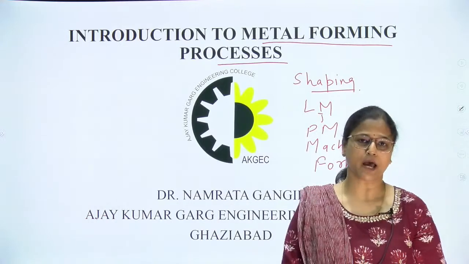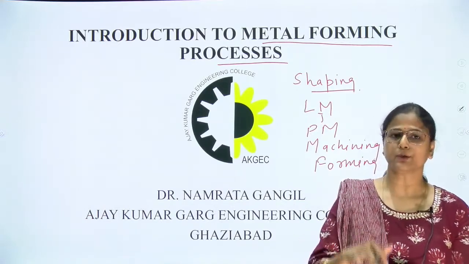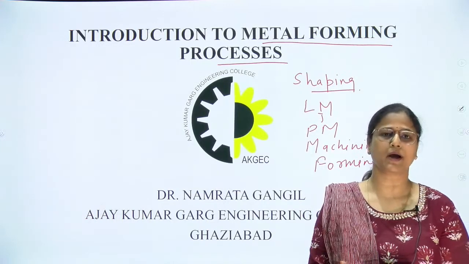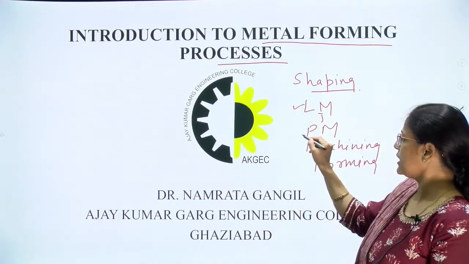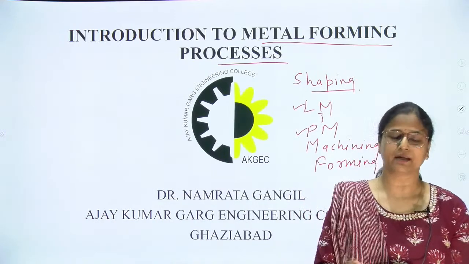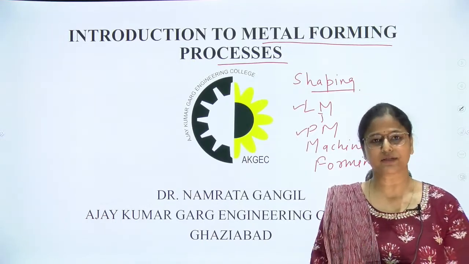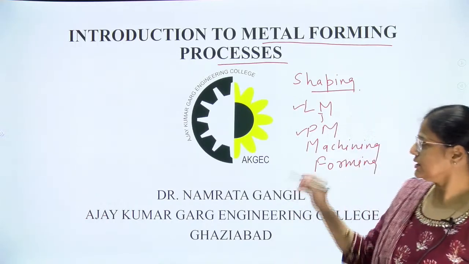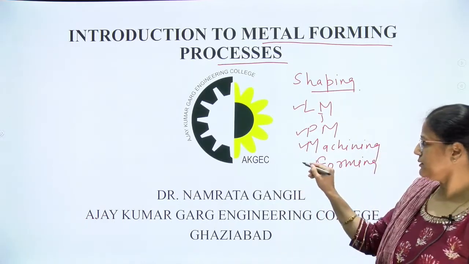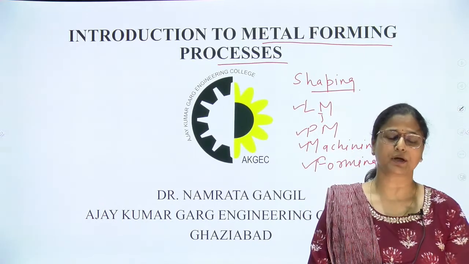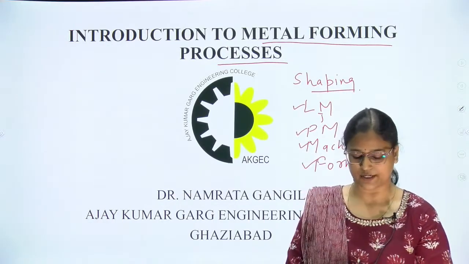In liquid metallurgy, we shape the object. We initially melt the raw material and pour it into the desired cavity that we require from the final object, and after solidification we get the casting. In powder metallurgy we take the initial raw material as a metal powder, we compact it under the die of desired shape, then after sintering we get the desired object. In machining we get the shape or size of the object by removing the material, and in forming, as it is our today's topic, we plastically deform the material to get the desired shape and size of the object.